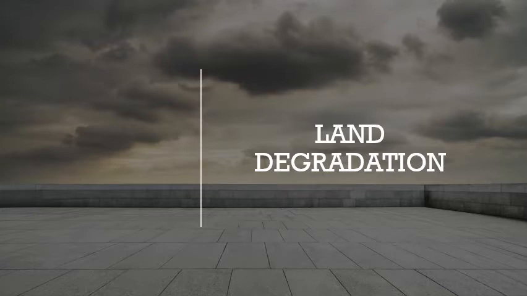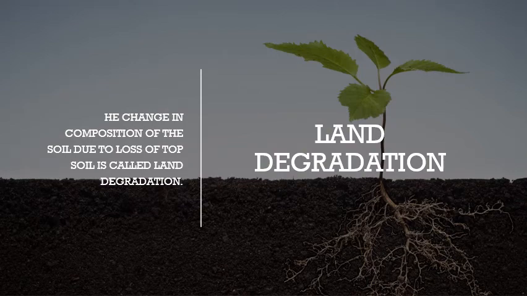As the word itself says, an increase in soil erosion means loss of the topsoil. This changes the composition of the soil. This change in soil composition is called land degradation. The change in composition of the soil due to loss of topsoil is called land degradation. The value of that soil, of that land, is lost because the topsoil is lost. Okay, so that is land degradation.